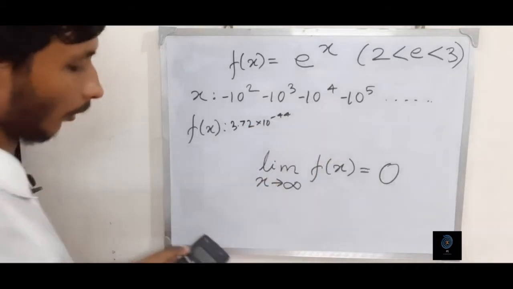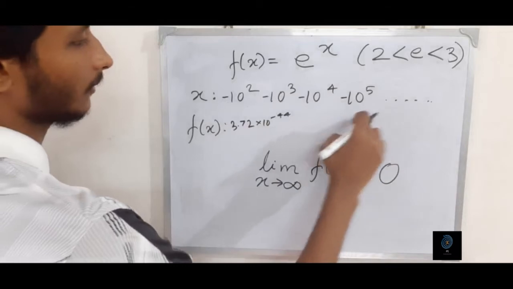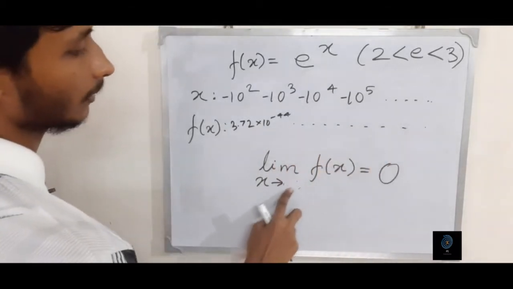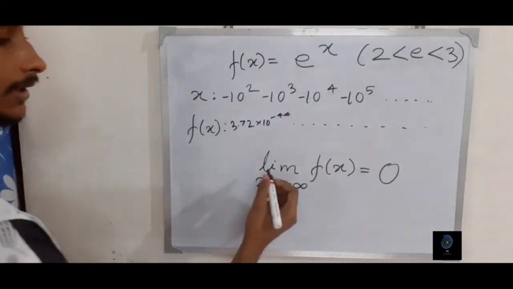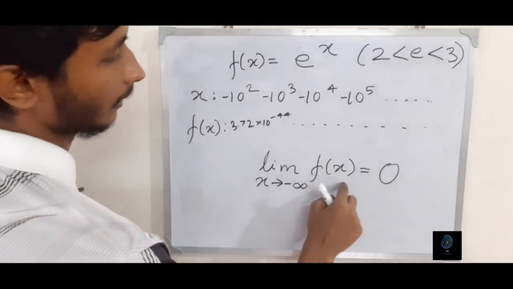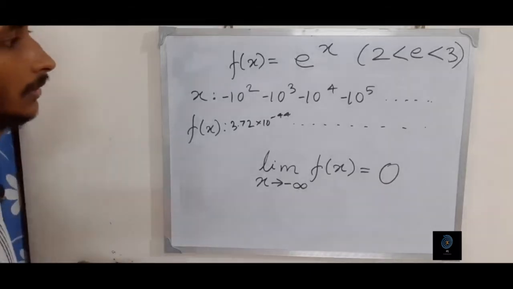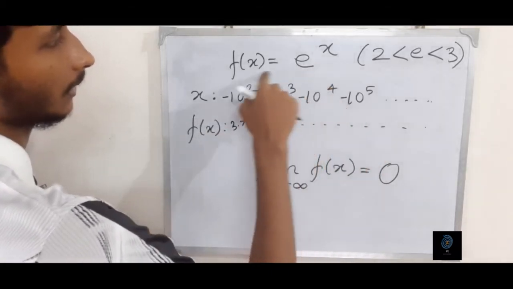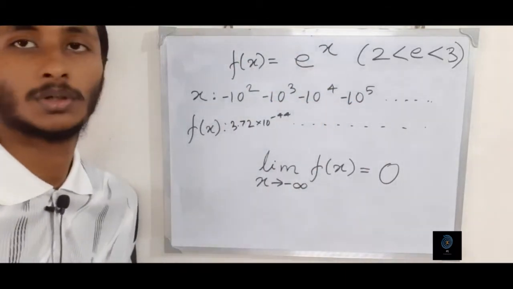So it is almost close to 0, and as we keep on decreasing x indefinitely, this will move more and more close to 0. So in that case, we will write that as x decreases indefinitely, that is when x tends to minus infinity, the limiting value of f(x) approaches 0. So as you decrease the value of x indefinitely, the value of f(x), that is the value of e to the power x, goes more and more towards 0.